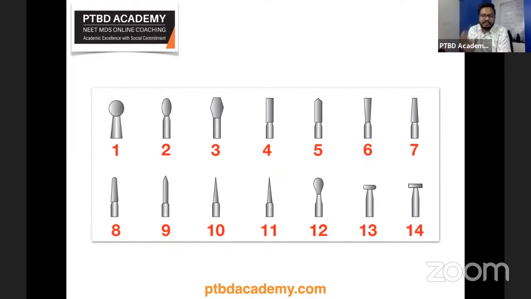And various shapes. These are not burs, these are diamond points. You should know the difference because these diamond points have abrasives all over. So these are usually used in crown cutting, if you remember. Whereas for cavity preparation, we use burs. So there is a difference between the same. Burs will have blades, whereas these diamond points have abrasives all over, so cutting happens throughout the surface. I'm sure you know the distinction.